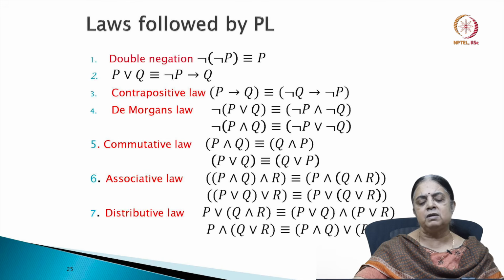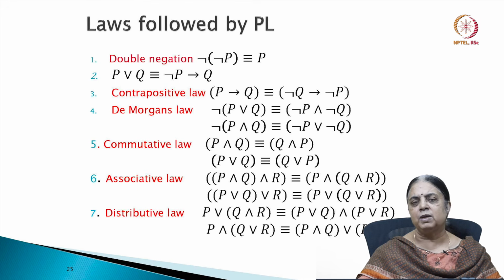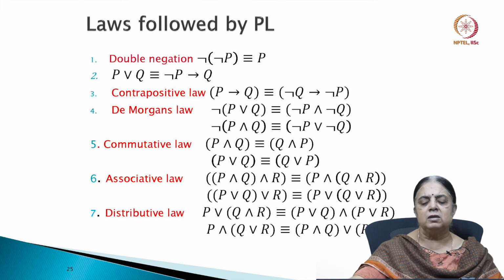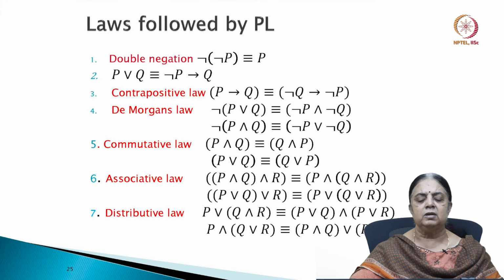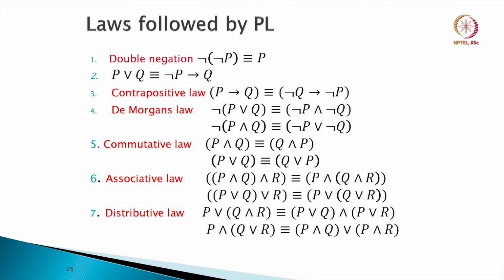Then we have the same type of laws that we have in arithmetic, the commutative law. When you say P and Q, it's the same as Q and P, and P or Q is the same as Q or P. Then you have the associative law, again similar to what we have in algebra and arithmetic. So P and Q and R is equivalent to P and Q and R grouped differently. Similarly, P or Q or R is equivalent to P or Q or R grouped differently. That's the associative law.